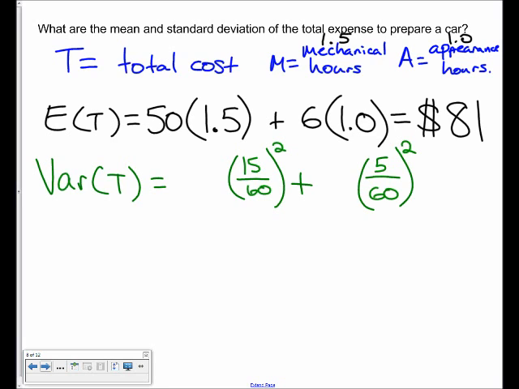Since we're dealing with variance, we're dealing with squared units. Remember the 50 and the $6 per hour. I'm not going to multiply by 50 and 6. I'm going to multiply by 50 squared and 6 squared because I'm dealing with squared units here. So a lot of stuff is being squared. I'm going to do all that in the calculator, and that will give me the variance for the total cost. All right, so I've got 50 squared.